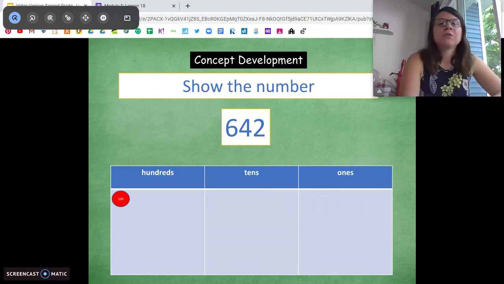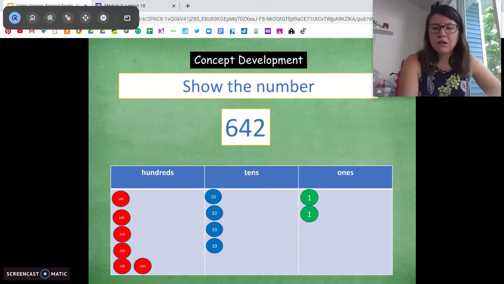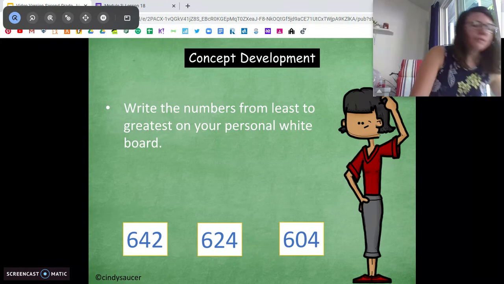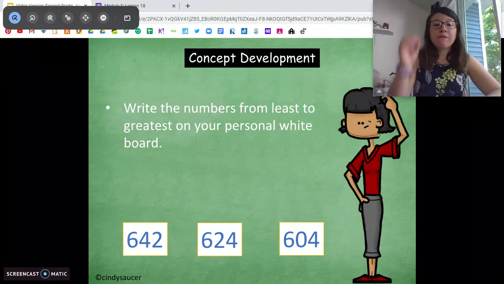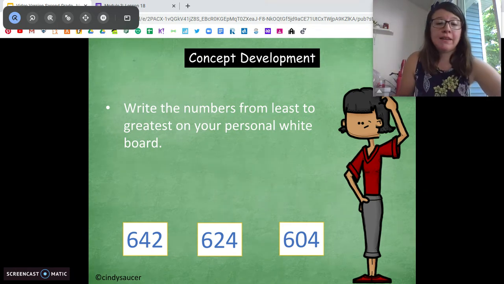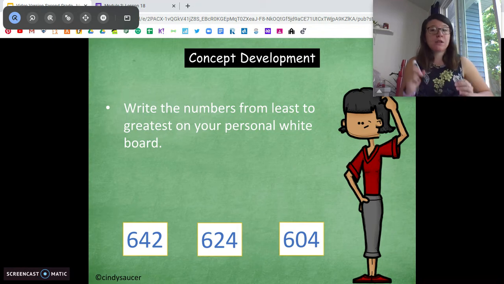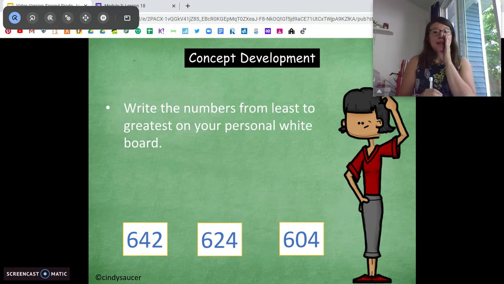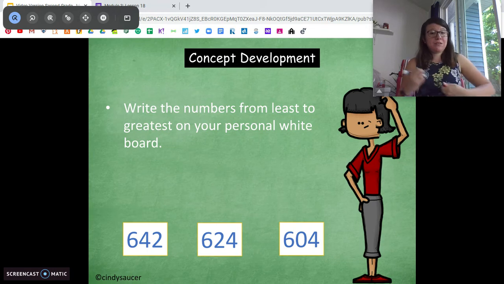Ready? So we have 6 hundreds, 4 tens, 2 ones. Awesome work. Okay. I want you now to put those 3 numbers in order from least to greatest, just like we did in the last one. Identify which number is the smallest, which number is the least, which number is the greatest, and then put the one in the middle. Hint, hint, they all have the same number in the hundreds place, so look at the tens place to compare.